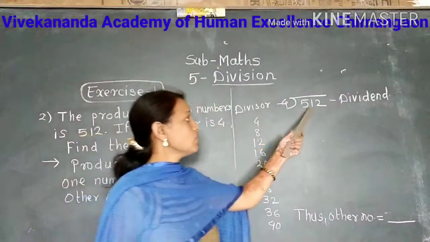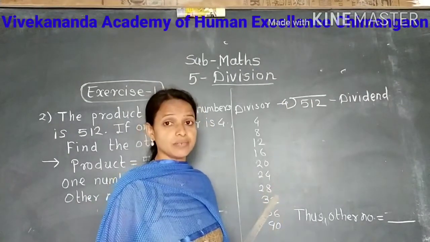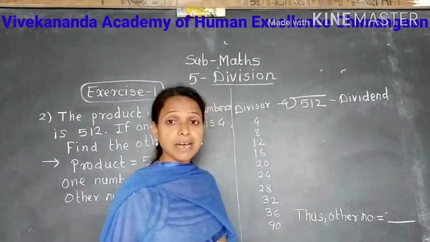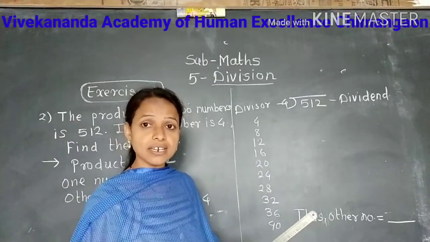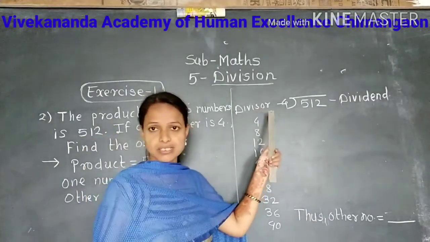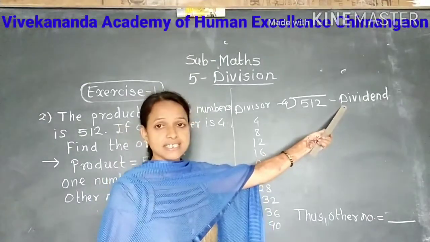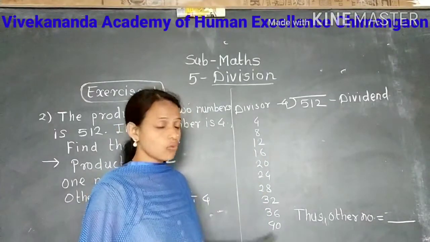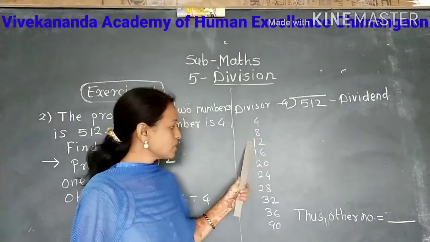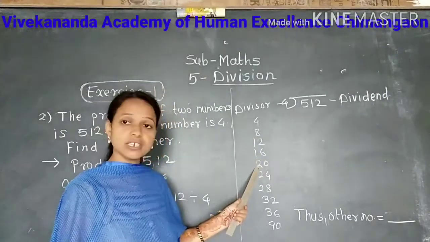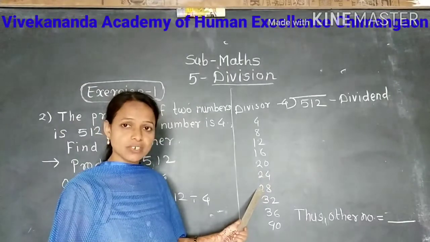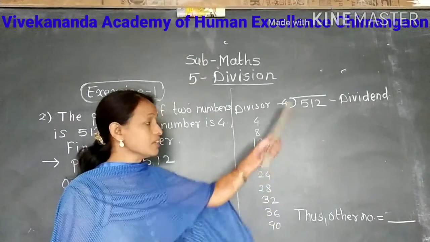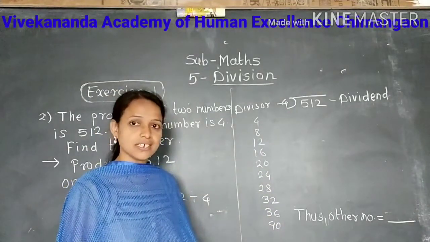Look here, 512 divided by 4. The number which is divided is called the dividend, so 512 is the dividend, and the number by which we are going to divide is called the divisor, so 4 is the divisor. Now here I have written the table of 4. 4 1s are 4, 4 2s are 8, 4 3s are 12, 4 4s are 16, 4 5s are 20, 4 6s are 24, 4 7s are 28, 4 8s are 32, 4 9s are 36 and 4 10s are 40.